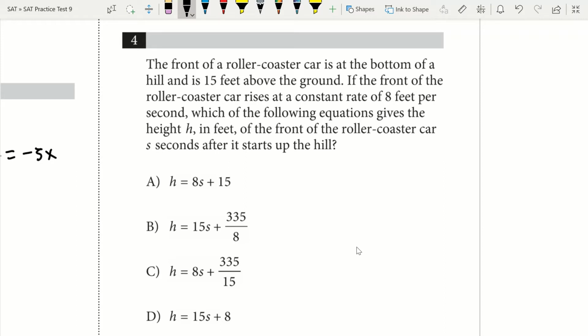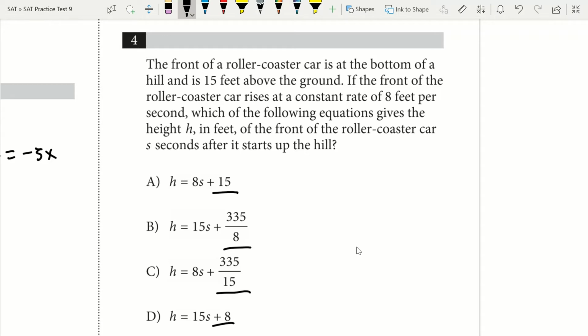So the key thing with number 4, I'll go ahead and point it out to you. When you're dealing with a word problem, always be looking once again, like I talked about before, for the variable that can get you your answer. So right away, you should see that you have a 15, a 335 over 8, 335 over 15, and a plus 8 as your intercepts. Obviously, all your slopes are repeated, so we don't need to worry about our slope. Let's just focus on the intercept because that'll get us our answer.